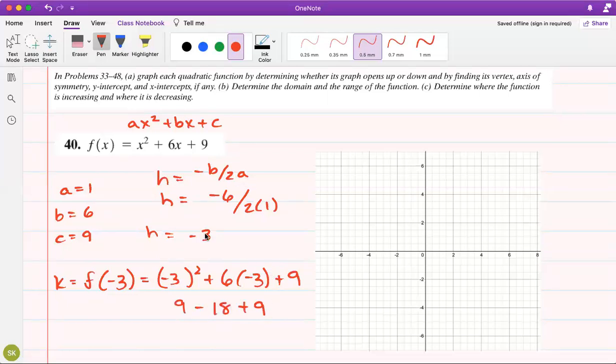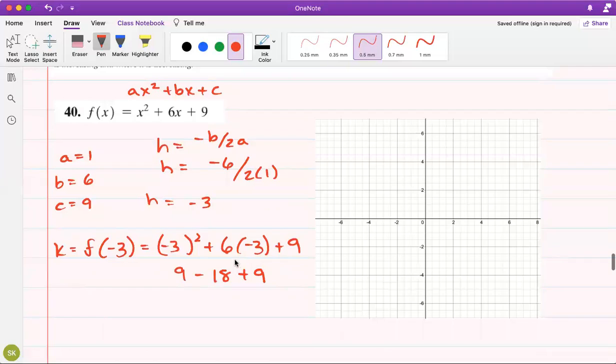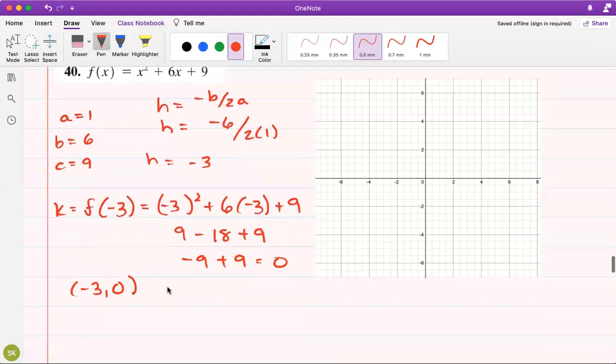I feel like we've seen these numbers so many times. Okay, so we get negative 9 plus 9, which is 0. Very interesting. So our h value is negative 3, and our k value is 0. So this is our vertex.